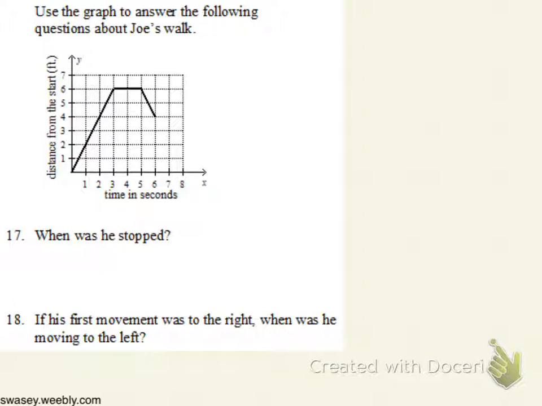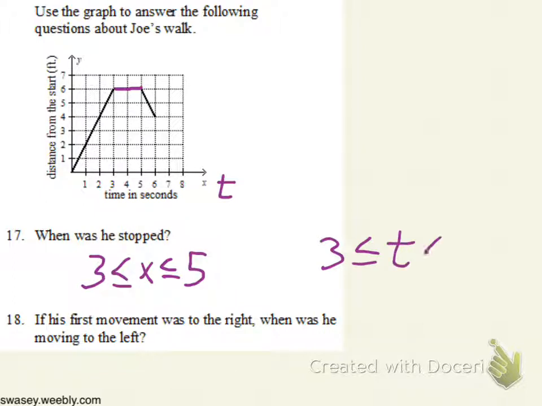This one we already have the graph. We're just looking for the portion where he's stopped. So horizontal line segment is where he stopped. So it's this portion of the graph that we're looking at. So the times for that are 3 to 5 seconds. I have it labeled as X there. Probably should have labeled it T for time. So you could have either that or this. But notice it's 3 to 5 seconds that he stopped.